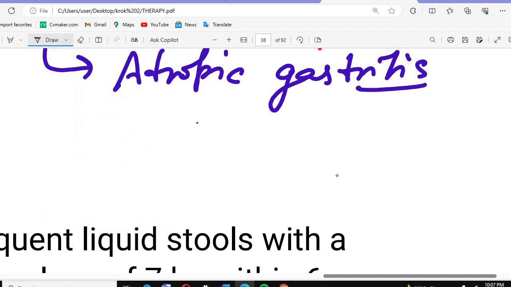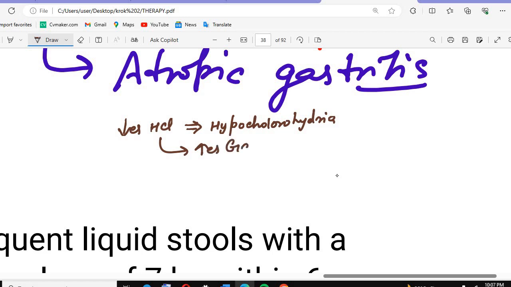So there will be a decrease in hydrochloric acid. If there is a decrease in hydrochloric acid, there will be hypochlorhydria. When the hydrochloric acid is decreased, there will be an increase of gastrin, and it will cause hypergastrinemia.